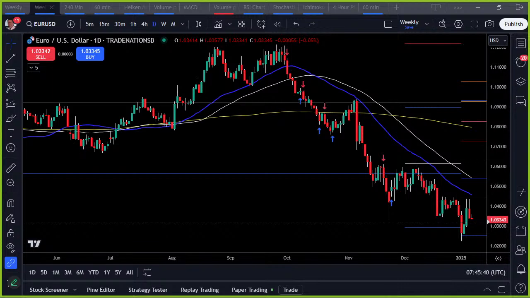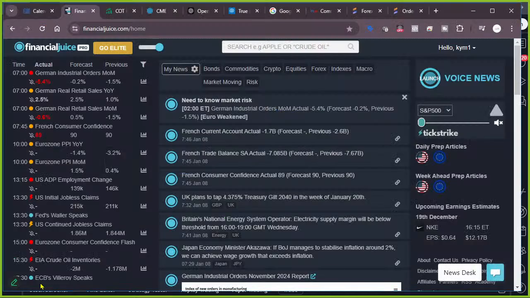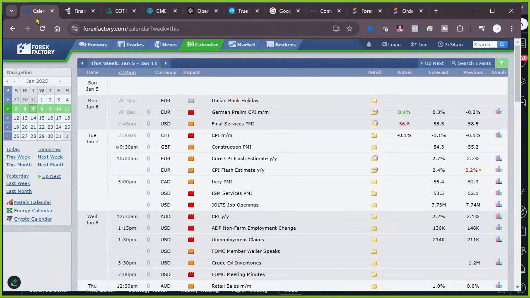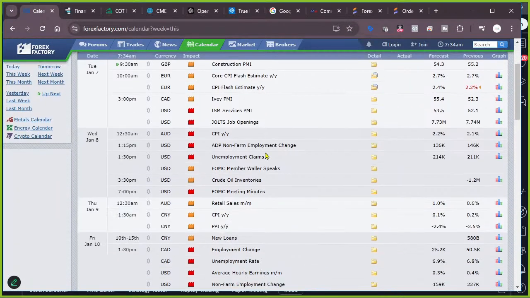So, let's look firstly at the news events which may affect trading today. We'll start off looking, right, so Wednesday the 8th, we've got the ADP data out later. Inflation, should have already seen that, should have updated. There we go, let's update the data.